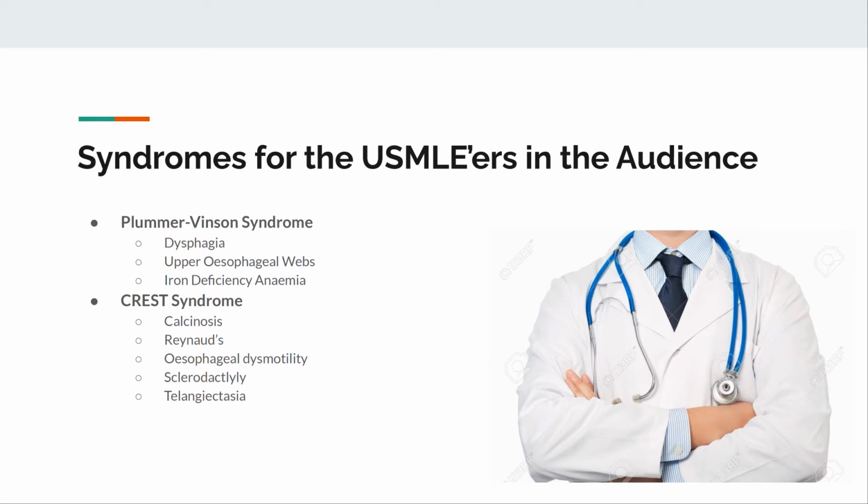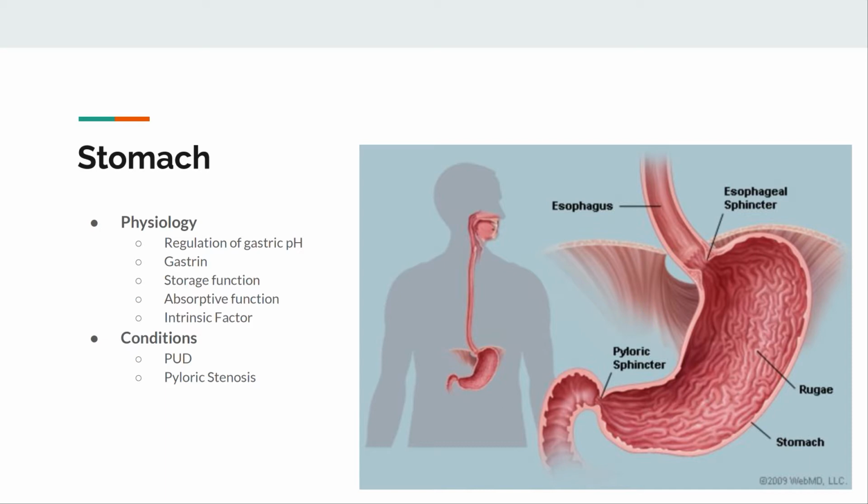And for the people doing USMLE and gunning it, there are two syndromes that you should be aware of for the esophagus. CREST syndrome, as we said, and Plummer-Vinson syndrome, which is a triad of dysphagia, upper esophageal webs, which are just folds of tissue within the esophageal mucosa, and then iron deficiency anemia. So someone who has difficulty swallowing with iron deficiency, you should suspect that it could be Plummer-Vinson syndrome, which can predispose them to cancer.